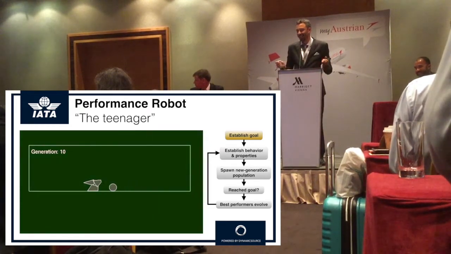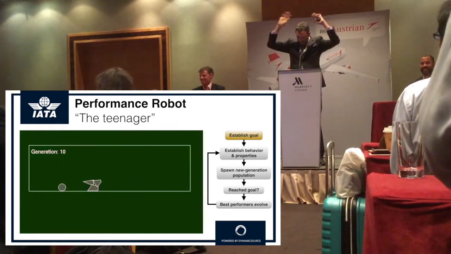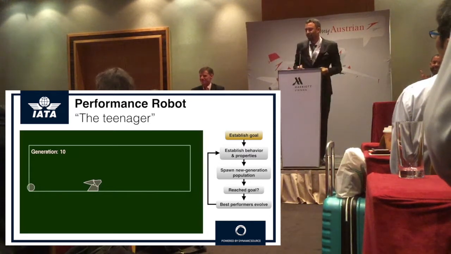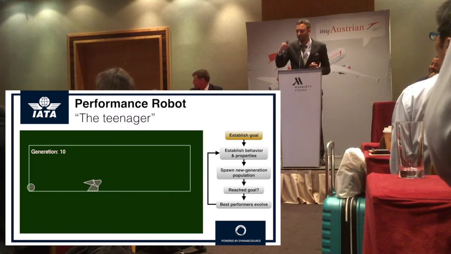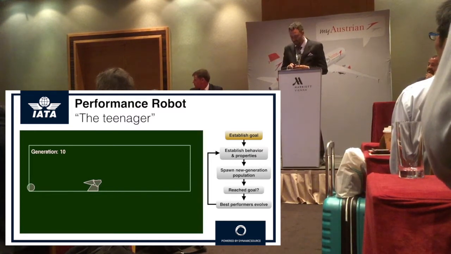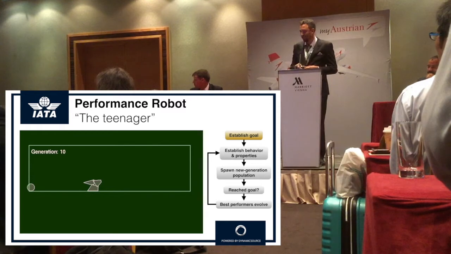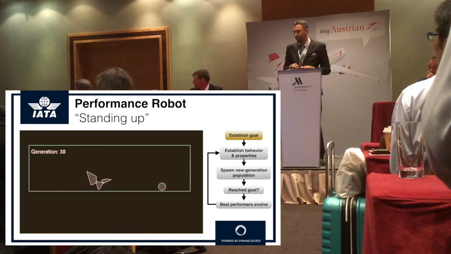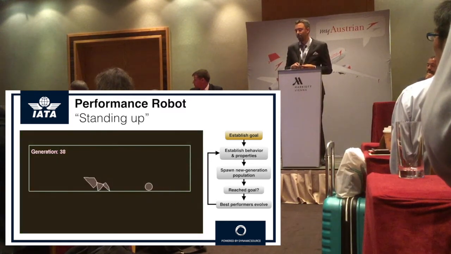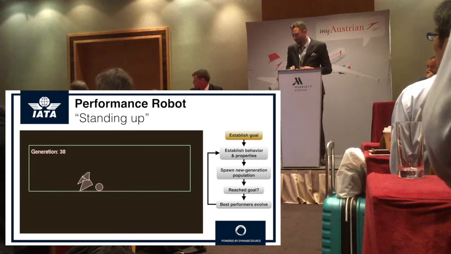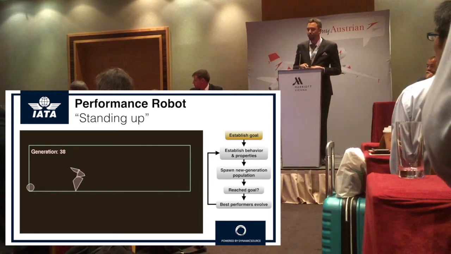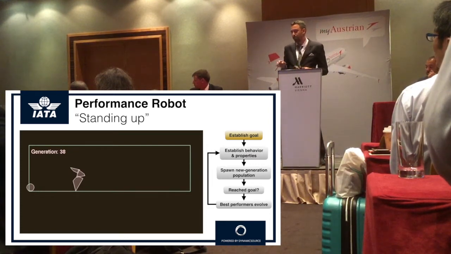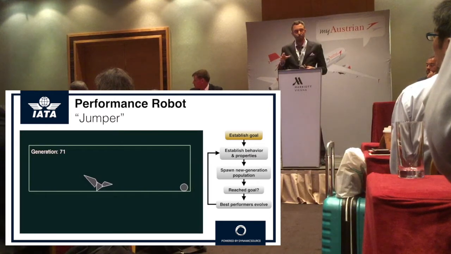But at least it learned that by having the hands up like this, it avoided the ball quite successfully. So that's something that will continue to evolve in this creature, so to say. Then by generation 38, the creature has now learned how to stand up. So we fast forward, and now we have the jumper. In generation 71, a few of them in that population have learned how to jump.